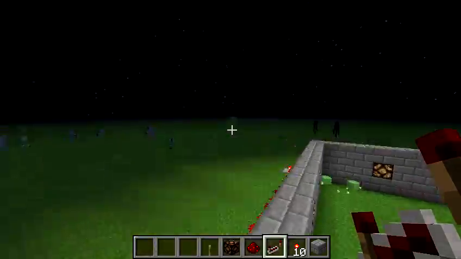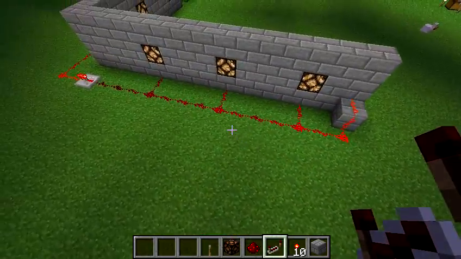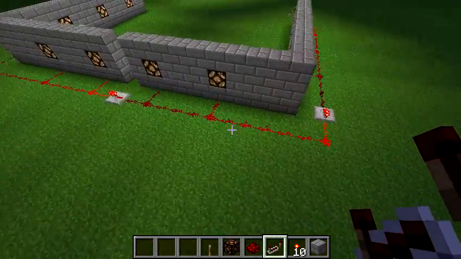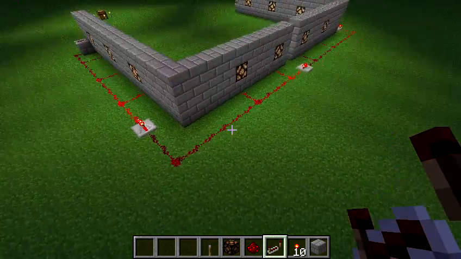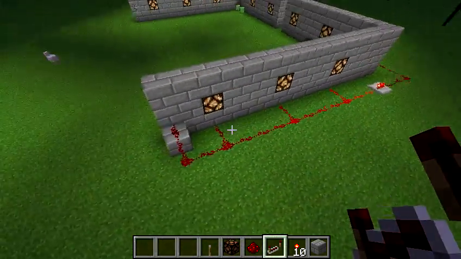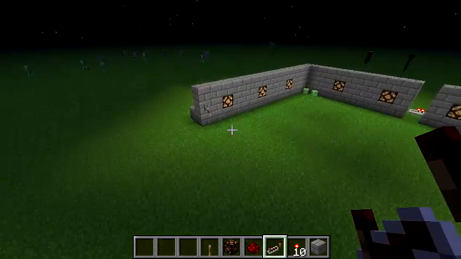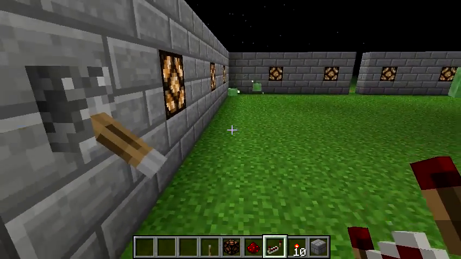I'll go ahead and do one more walk around here, or fly around I should say, just so you can get a look at what's going on. And there you have it. Quite simple. A centrally controlled redstone lamp system.